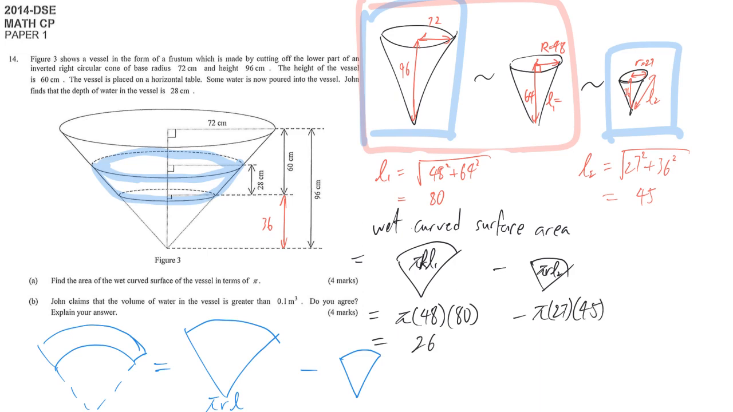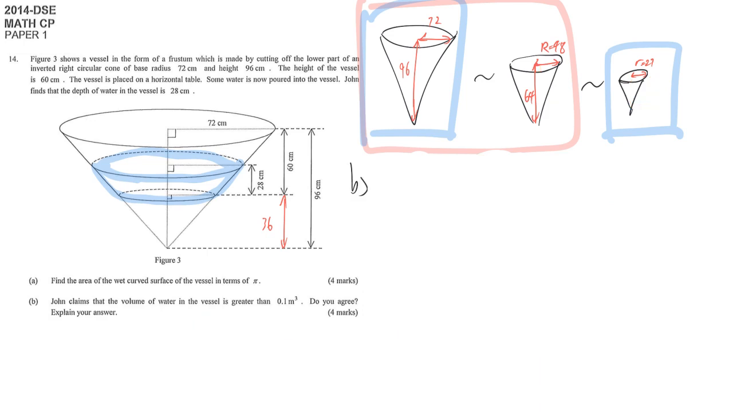We get 2625 pi cm square. Because they say in terms of pi, so you just keep pi here, that is fine. It's relatively time consuming, but it is the most difficult part of this question already. And then part B is even easier than part A.